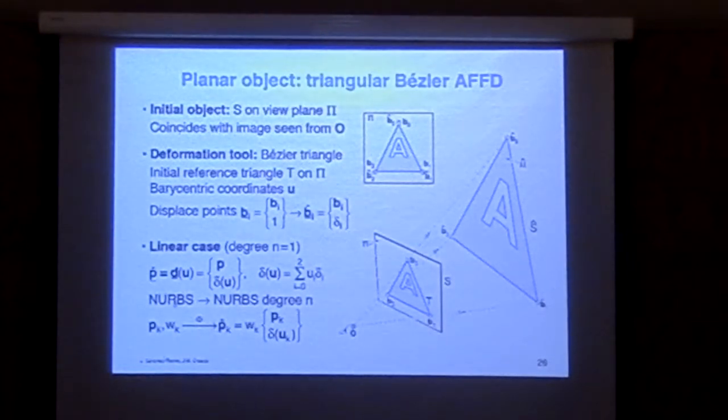Here is a very simple 2D example, where we deform something that is 2D using a very simple Bezier tool. In the case of degree 1, this is just a triangle. You have the initial control points, you move those three control points, and you get a plane projection. So in a very simple case, you get the traditional projection. If you draw the outline of a type on this plane and it's a NURBS, it remains a NURBS of the same degree, so nothing changes.